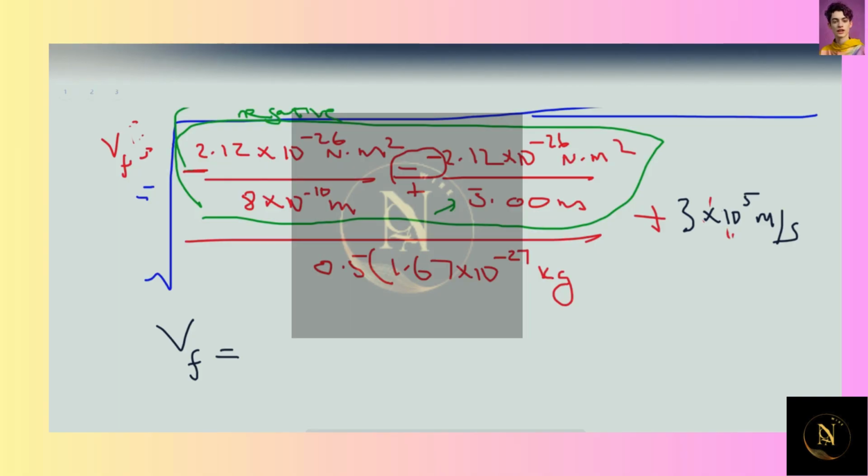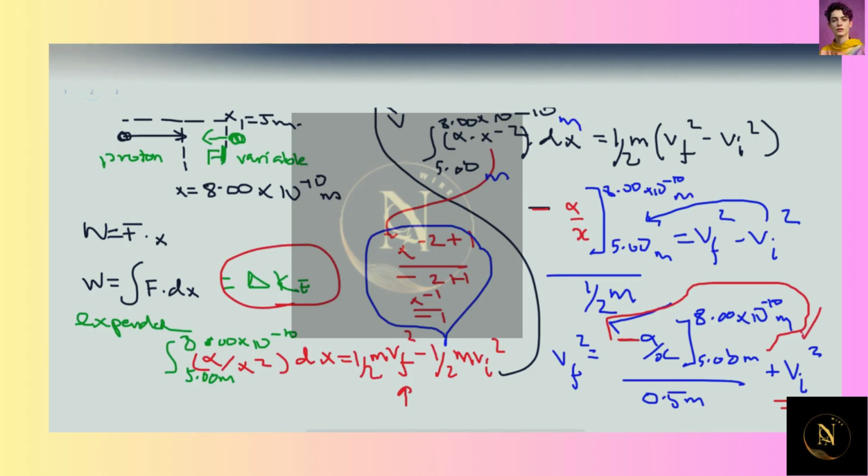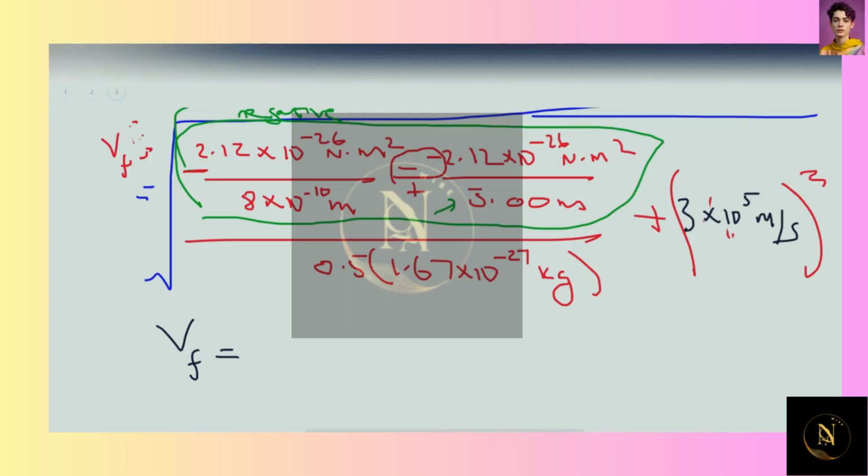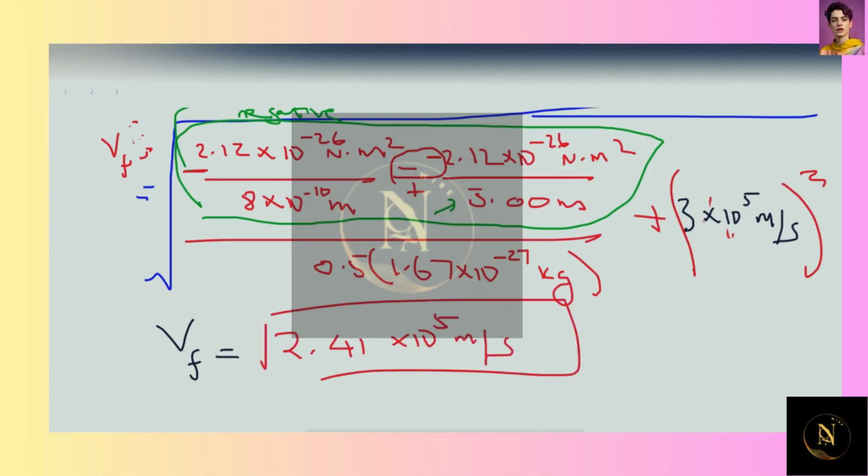And then we also have 0.5 times the mass. This value is squared. Okay, that value is squared because if you go back to this page, you can see that we have a V initial squared right there. So we have all our values right. If you do the math, you get 2.41 times 10 to the 5 meters per second. So that's the velocity, that's the speed of the proton when it is 8 times 10 to the negative 10 meters from the nucleus.